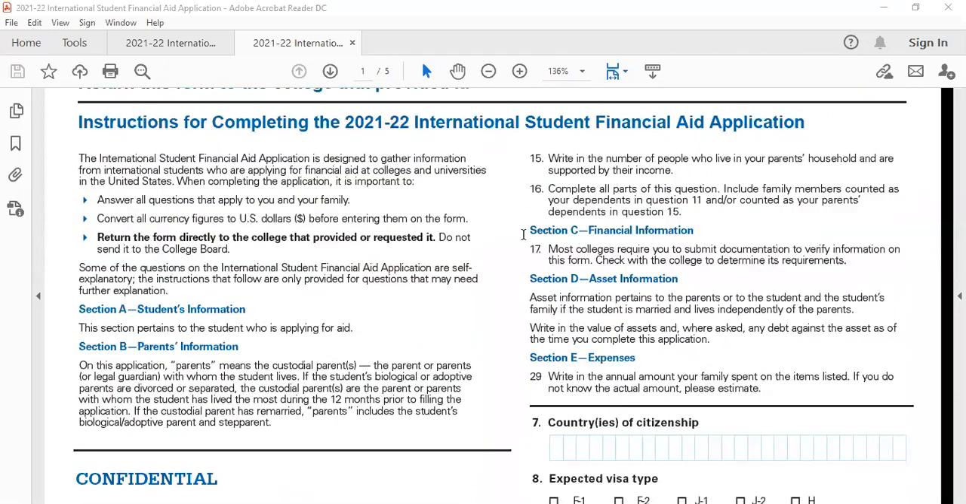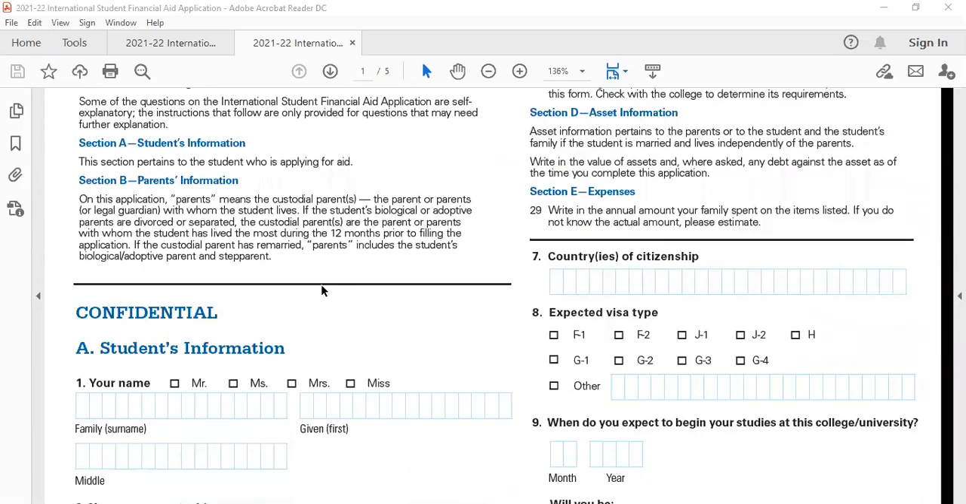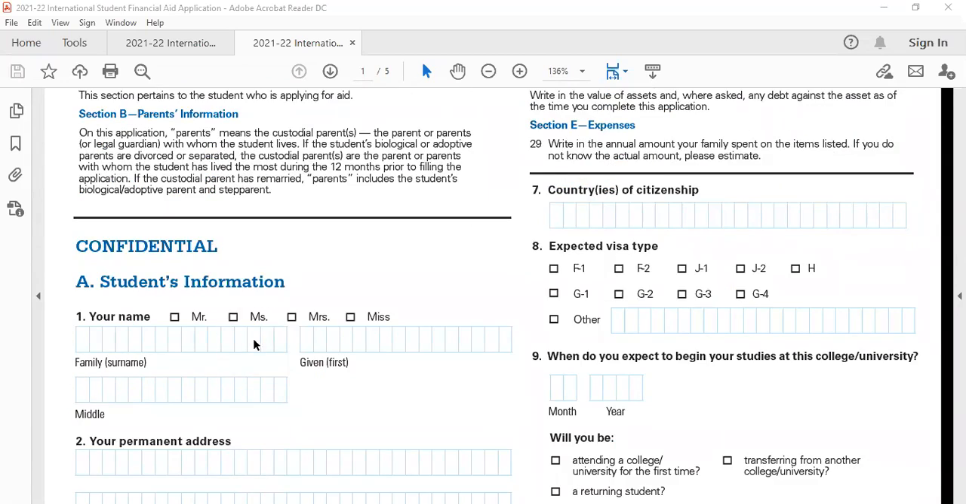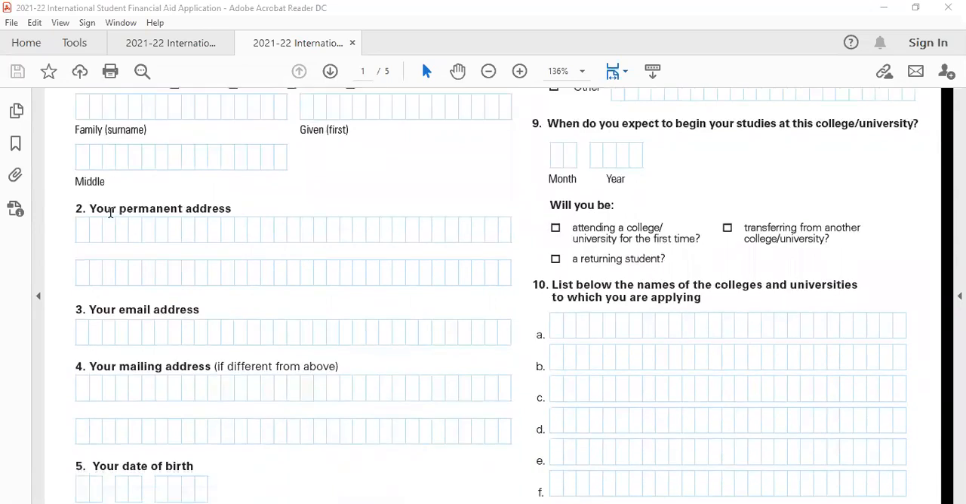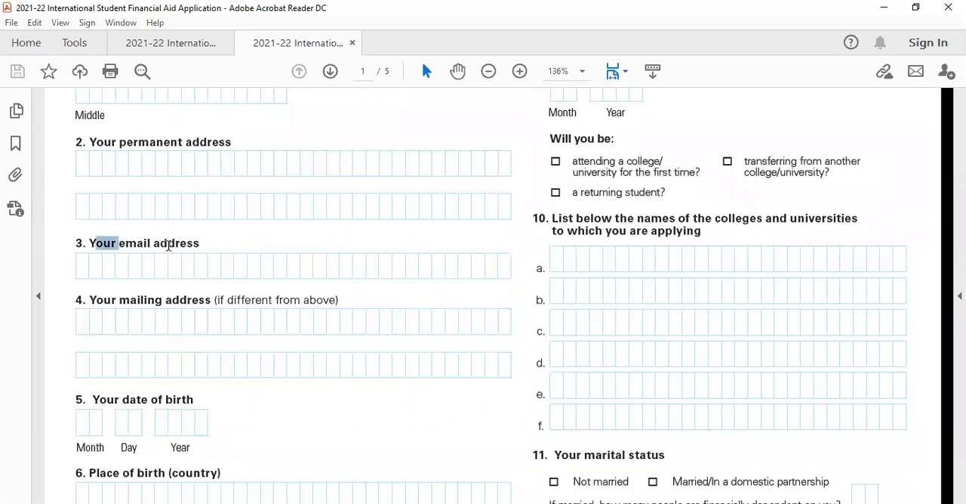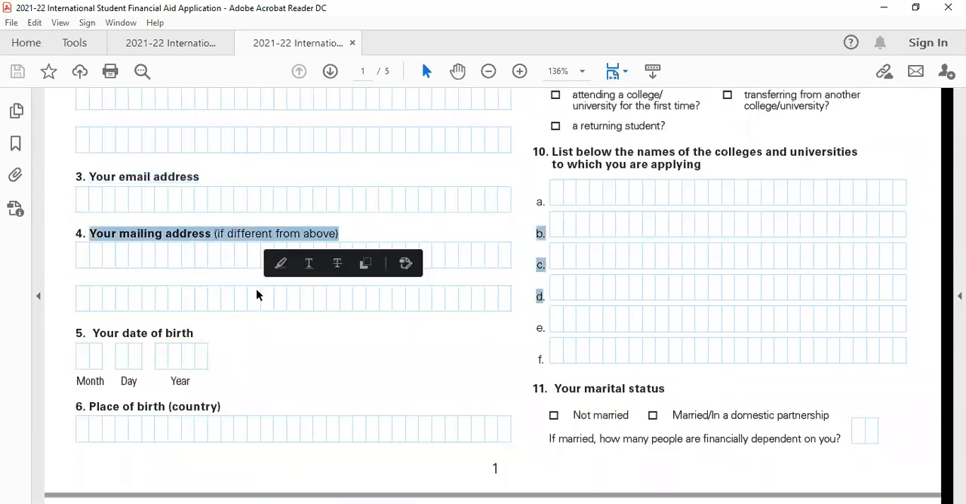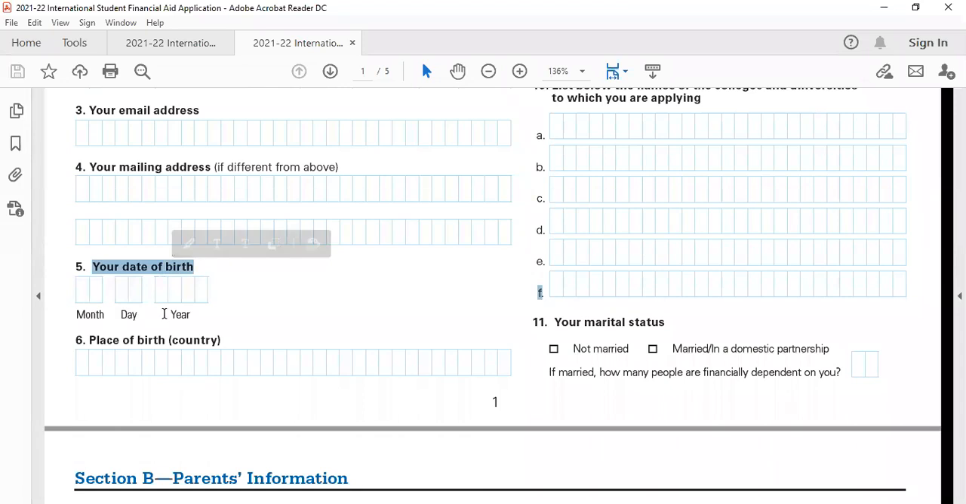Just go through all these instructions as you start filling the form. And now let's go through each question one by one. So the first question is pretty much straightforward. Your names, you need to mention your full name, your middle name, your surname over here, enter your permanent address over here, enter your email address here, your mailing address over here, your date of birth in MM/DD format, where it's the month, day, and year, which is slightly different than how we enter dates here in India, where we enter the day first, followed by month, and then the year. Enter your place of birth, the country of birth over here in question number 6.